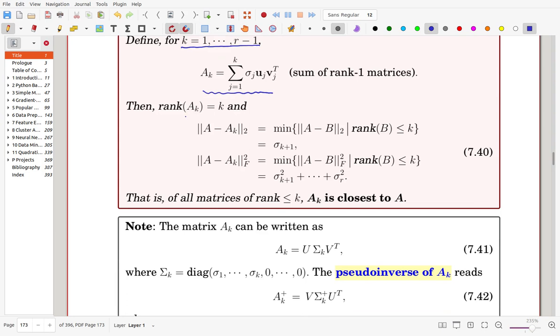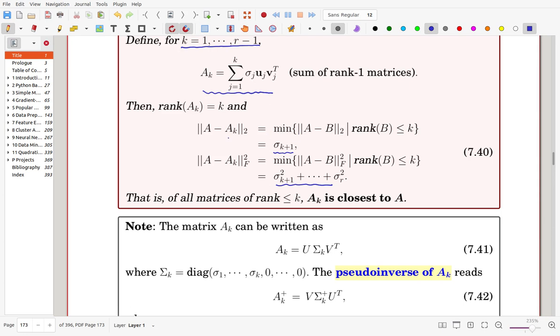Now here, the rank of A_k must be k, and the norm of A minus A_k must be sigma k plus 1. Quite easily you can prove that. And also the Frobenius norm, you can prove that one too. In fact, it's the norm squared. But the more important thing is this portion here.